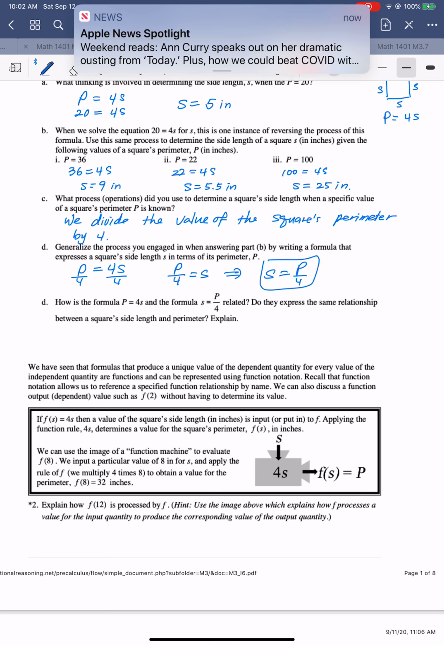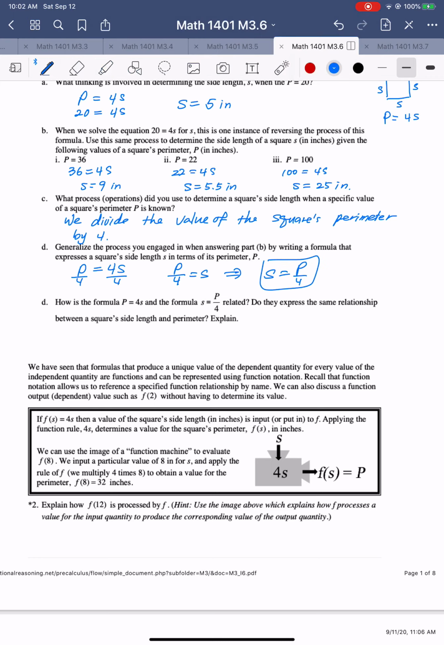So this is another formula, which means what do you do? Instead of P equals 4s, we just say s equals P over 4. That's a given. So 36 divided by 4, 22 divided by 4, or 100 divided by 4. E, how is the formula P equals 4s and the formula s equals P over 4 related? Yeah, these are the same relation.